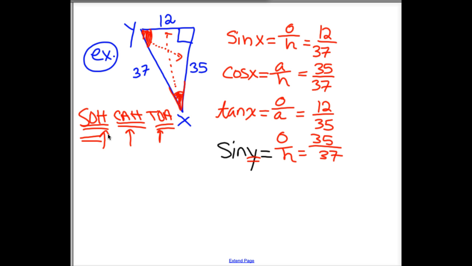So what I'd like you to do right now is stop this video, go do 1 through 6 in the trig packet, and then check them with the key in the back. It shouldn't take you very long because you're just going to be setting up the ratios. So pause this, go do 1 through 6, and then come back when you're done, and we will continue with the next part of our trig lesson.